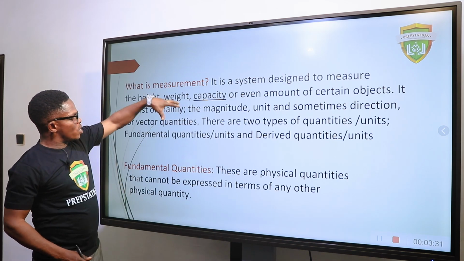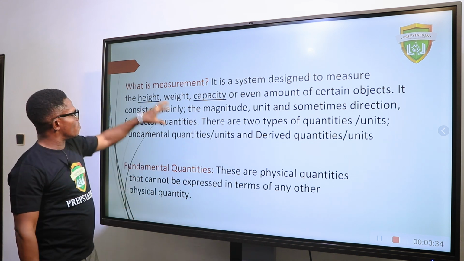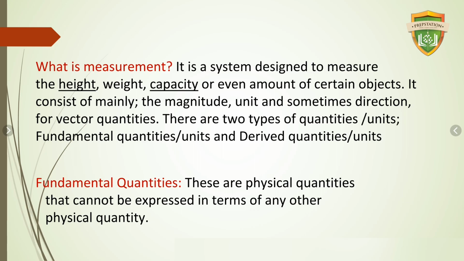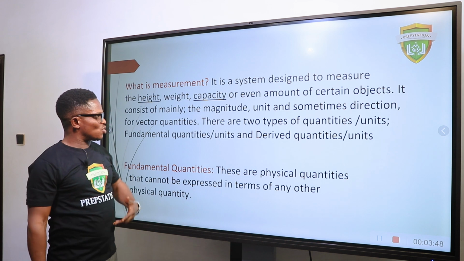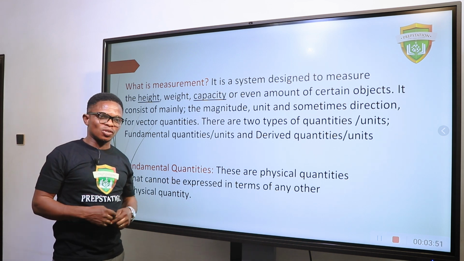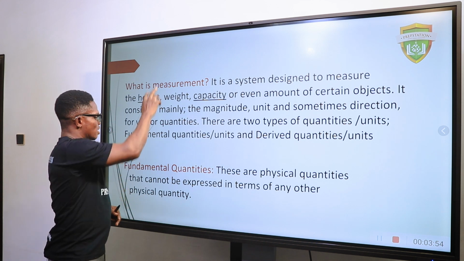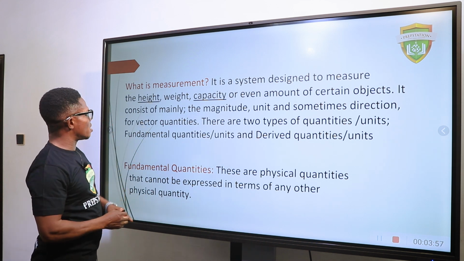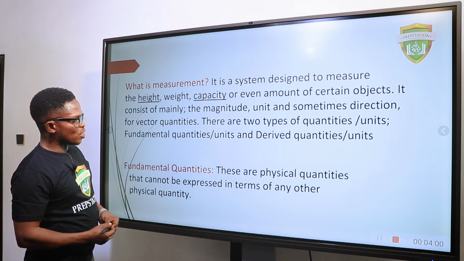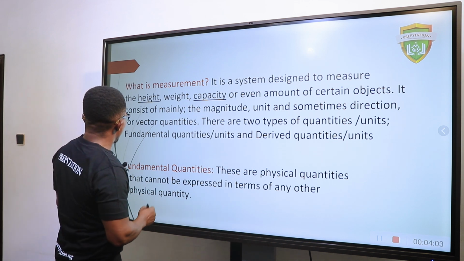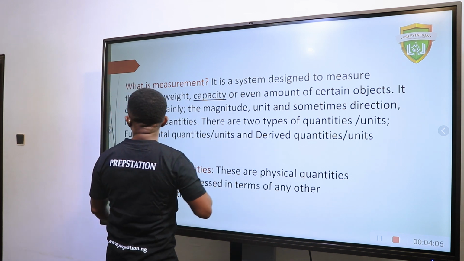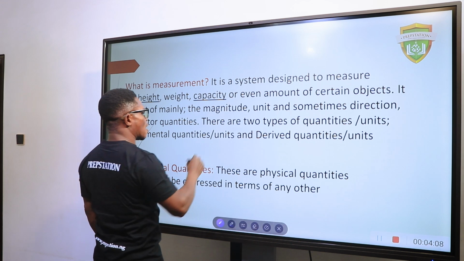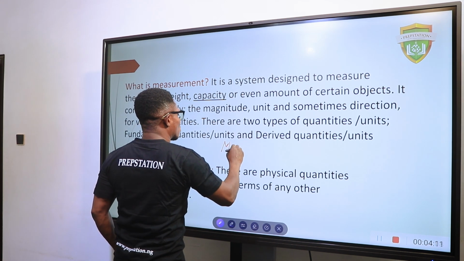All right, so we are looking at the first subtopic here, which is measurement. It's a system designed to measure the height, weight, capacity, or even the amount of certain objects, okay? Measurement is a process. That means you cannot just guess. It's a process because it involves using the device, the measuring instrument, practically to get the dimension of the object you want to measure.